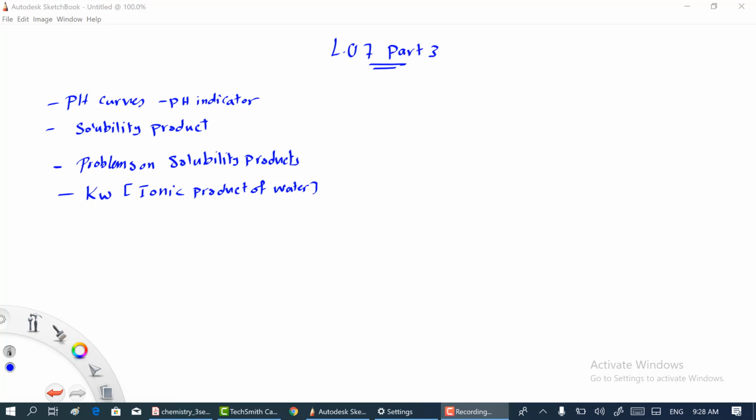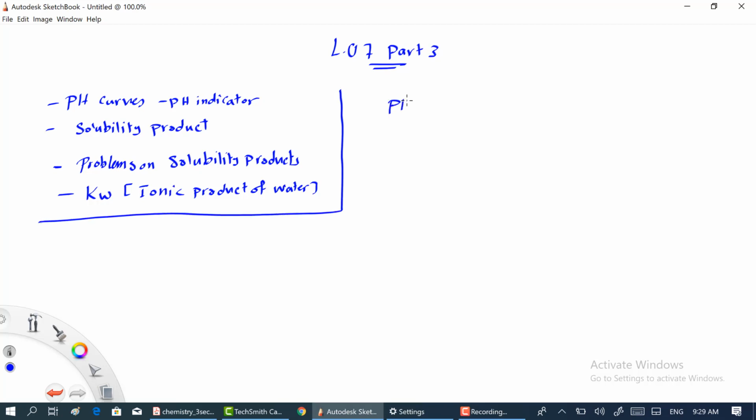Today inshallah we are going to talk about the pH curves and pH indicator, solubility product, and the problems on solubility product and the KW ionic product of the water. Firstly, we are going to talk about the pH curves. Before talking about the pH curves, firstly let's talk about the type of indicator and the range from which the indicator works.